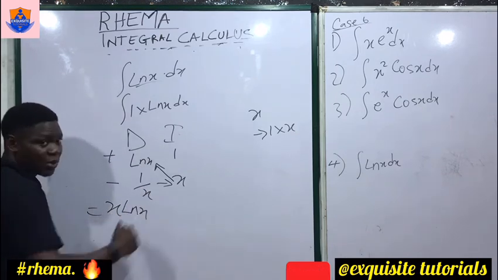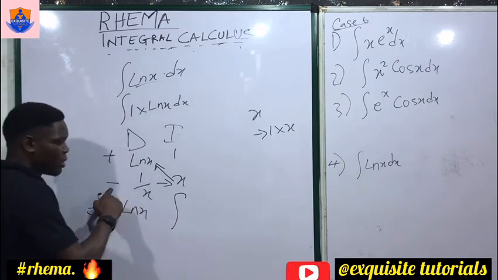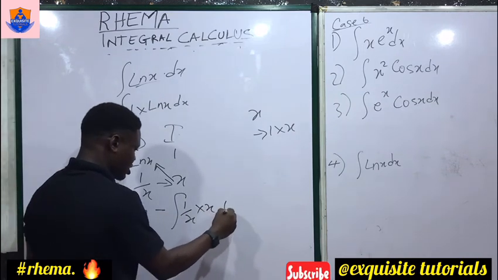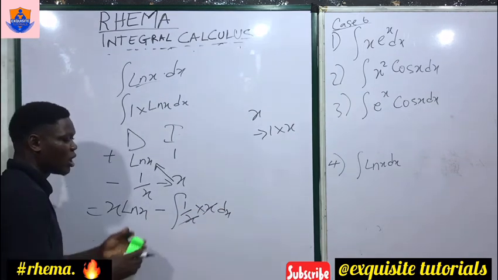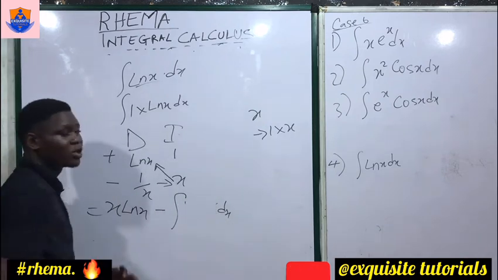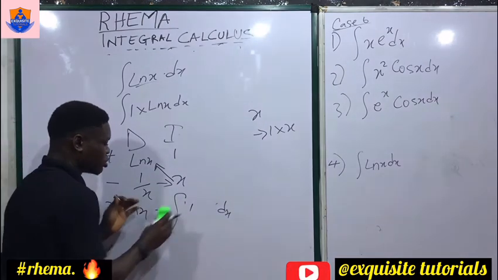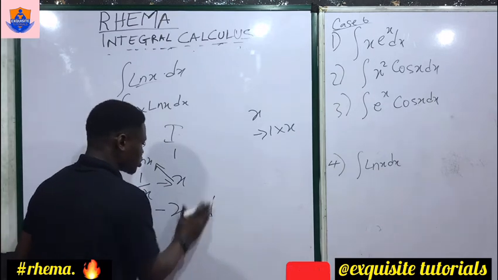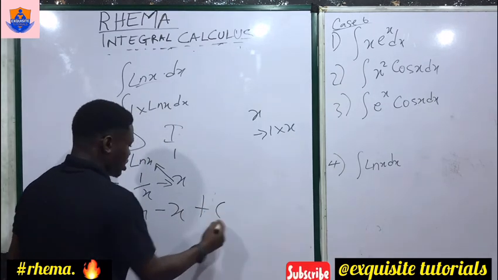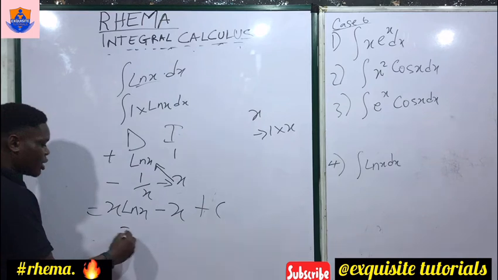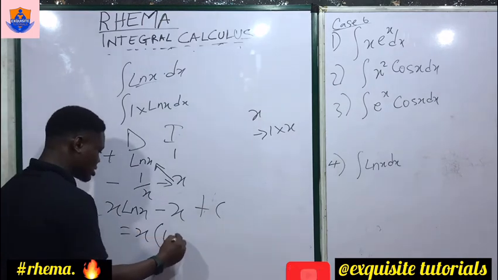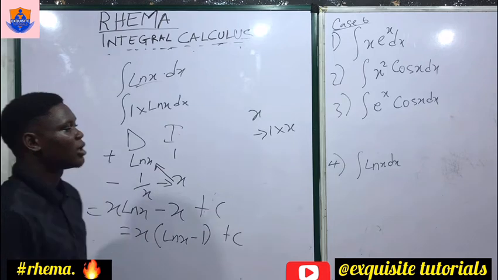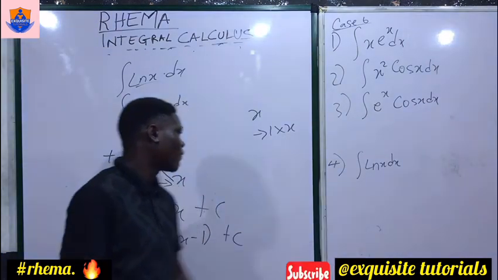Then I told you the last part is always integral. Minus times plus is minus. 1 over x times x dx. This x can cancel out. So we have integral of 1. When you integrate 1, you get x. So this becomes plus your constant. You can leave your answer like this, or you can bring x out so that you have x times ln x minus 1 plus c. So this becomes the final answer for question 4.